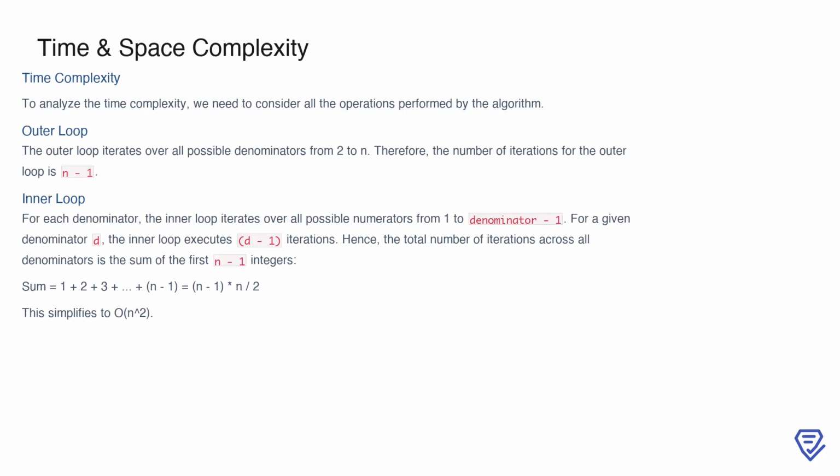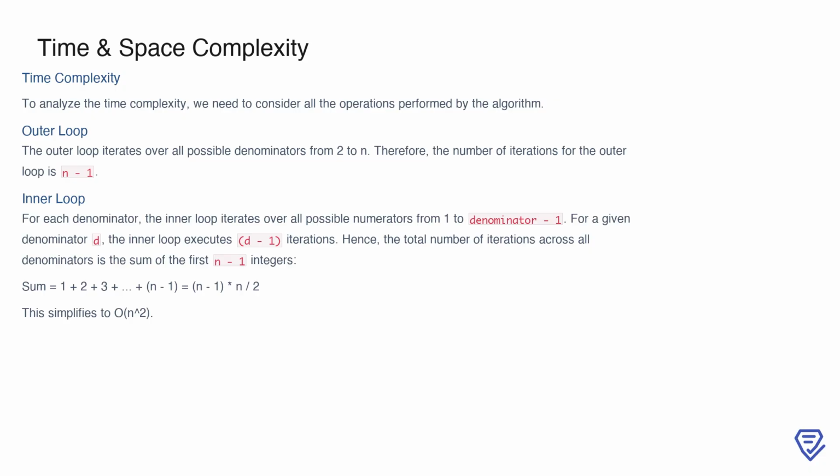To analyze the time complexity of this algorithm, we start by examining the operations it performs. The outer loop is responsible for iterating through all possible denominators from 2 to n. This gives us a total of n-1 iterations for the outer loop. Within the inner loop, for each denominator, we iterate over all possible numerators from 1 to 1 less than the denominator. For a specific denominator d, the inner loop runs d-1 times.